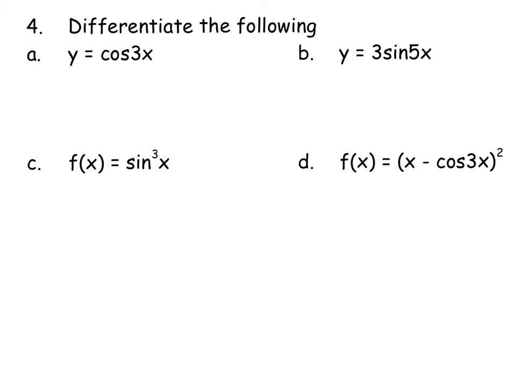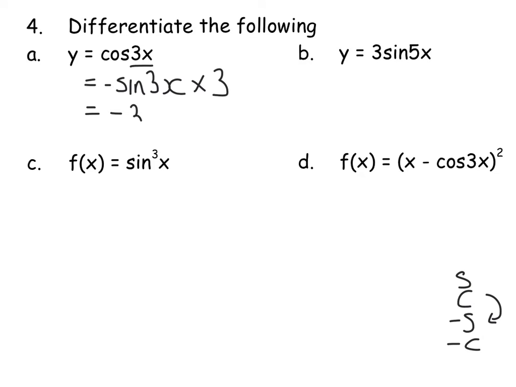So let's look at some examples. For each of these, we're going to differentiate them. So to do this, I'm going to just write my wee thing down the corner again. So sine, cos, minus sine, minus cos. So cos goes to minus sine. So first step is to change that to minus sine 3x. And then when you differentiate 3x, you get 3. So you times that by 3. And that gives you, when you tidy it up, negative 3 sine 3x.